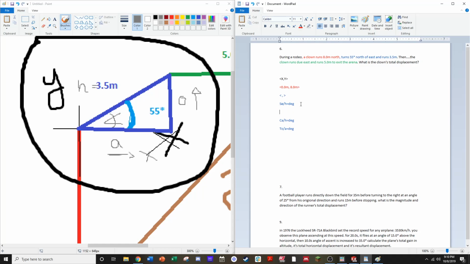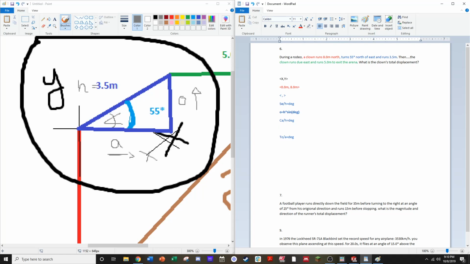So a little bit of algebra, and the opposite value, or the opposite side, equals the hypotenuse times sine of the degree. And then that'll be the same for over here. Your adjacent side is the hypotenuse times the cosine of the degree. Okay? Don't ever forget that.